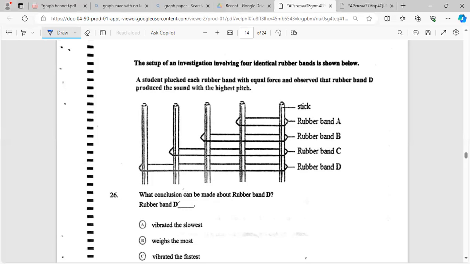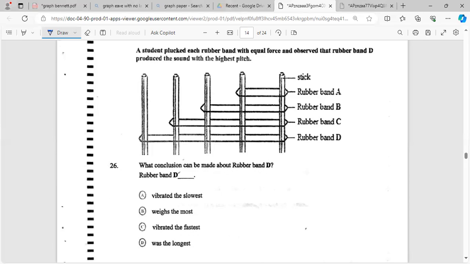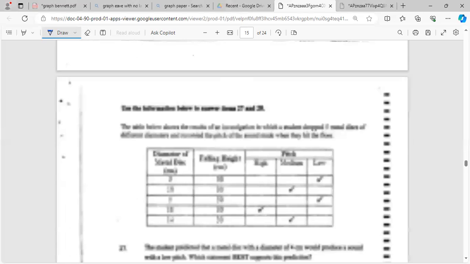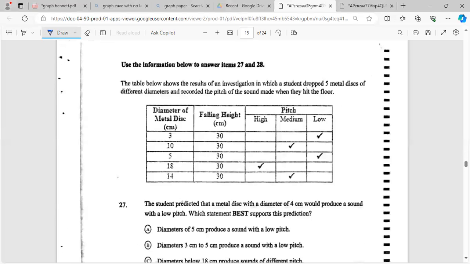A. Vibrates the slowest. B. Weighs the most. C. Vibrated fastest, or D. Was the longest. Remember now guys, I already said that all of it is the same, right? So basically it vibrates the fastest. All of it is the same size, so it couldn't be D. Looks obvious.